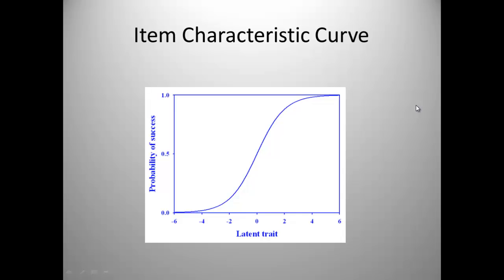So let's take a look at an item characteristic curve. An item characteristic curve is a straightforward picture of that formula that I showed you earlier, whatever formula or flavor of formulas it might be. The item characteristic curve does two things. It shows you the latent trait on the x-axis, and then it shows you the probability of success on the y-axis. So you'll remember from our previous slide that the latent trait is called theta, and it is the estimate of the person's ability.